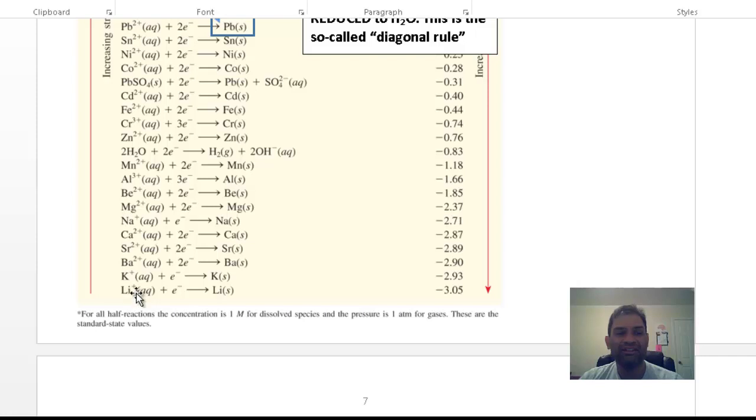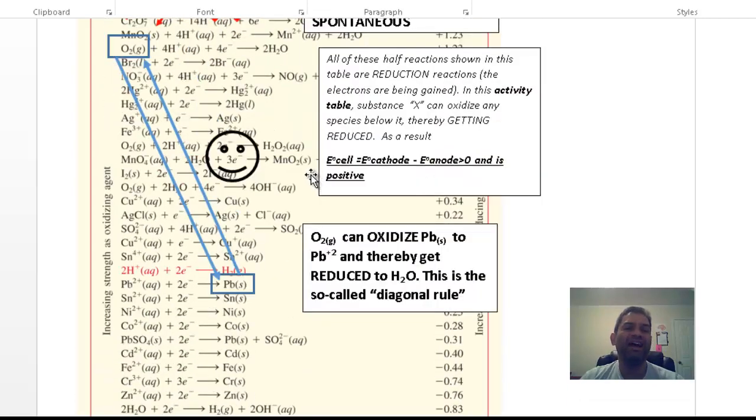Substances here like lithium and potassium are good reducing agents because they cause the reduction of something else and, in turn, get oxidized. So they love to get oxidized and reduce something else. So that is the diagonal rule.